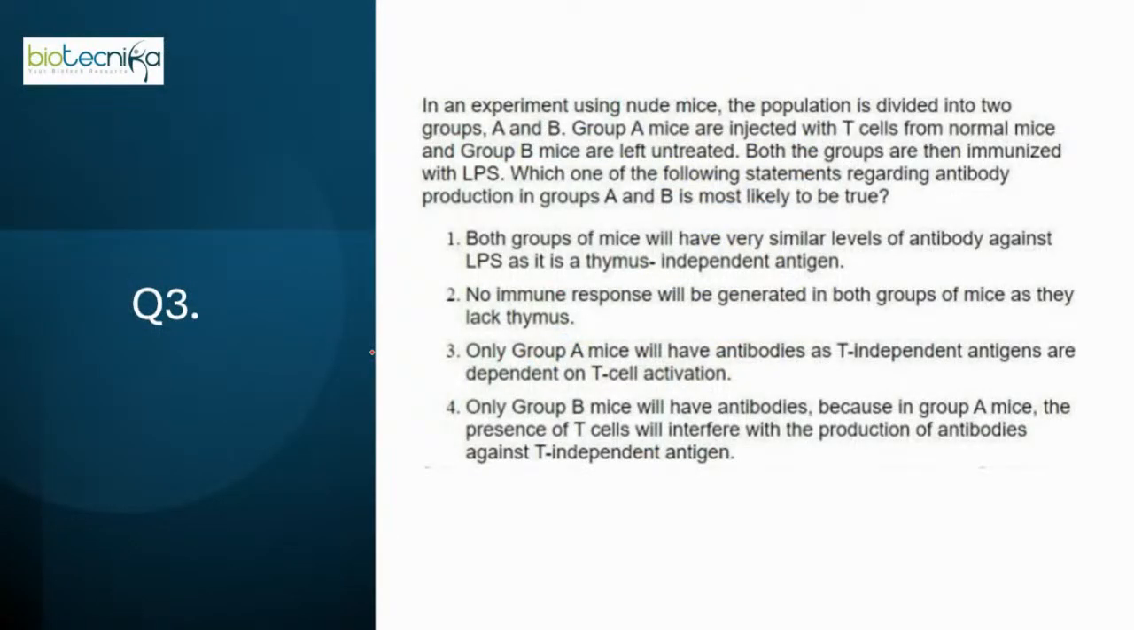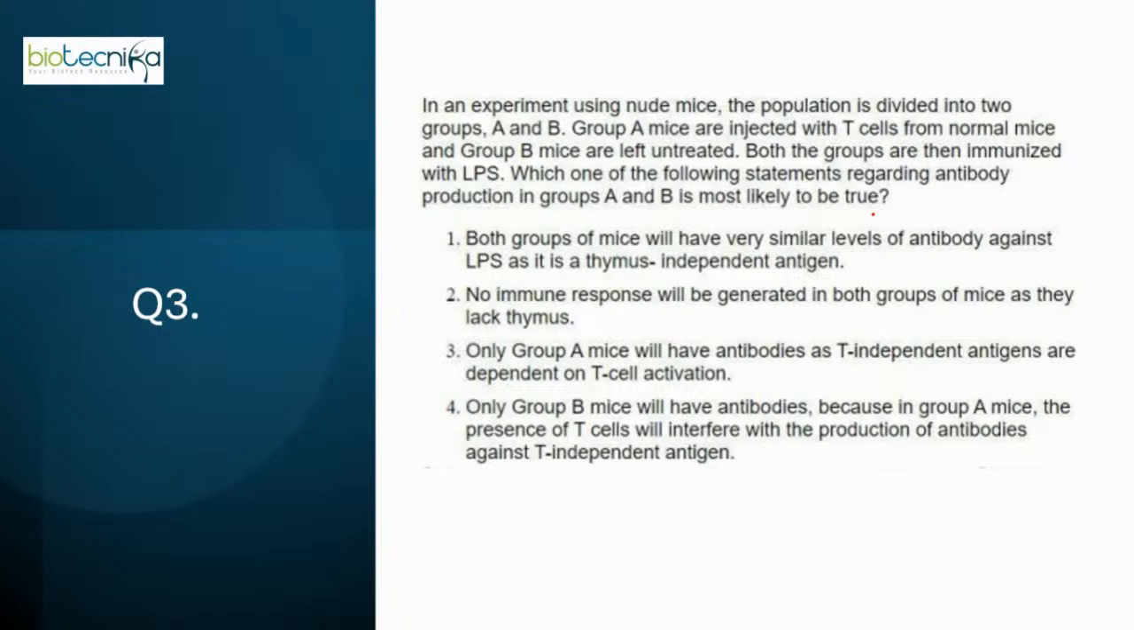Okay, coming to question number 3. In an experiment using nude mice, the population is divided into two groups, A and B. Group A mice are injected with T cells from normal mice, and group B mice are left untreated. Both the groups are then immunized with LPS. Which one of the following statements regarding antibody production in group A and group B is most likely to be true?